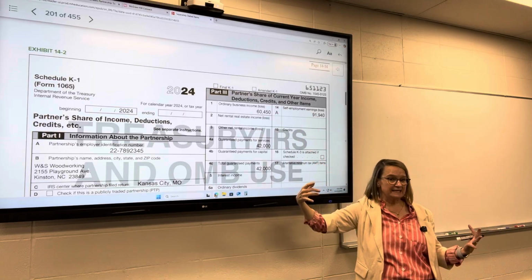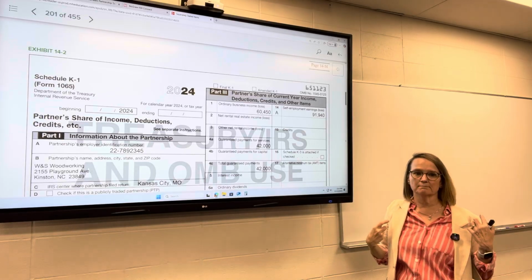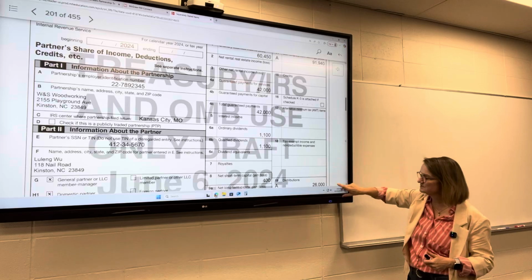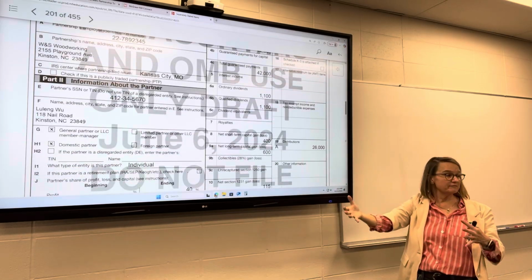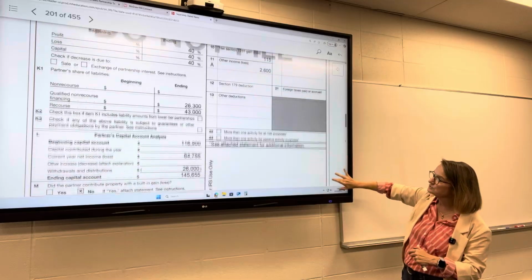And if they didn't get any cash out of it, they're going to have to come up with that money somehow to pay those taxes. But a lot of times, like I said, what happens is the partnership will give them a distribution, and that amount is then intended to help them pay those taxes.